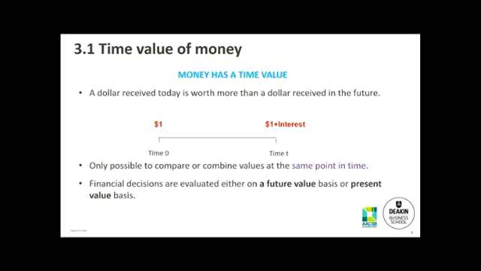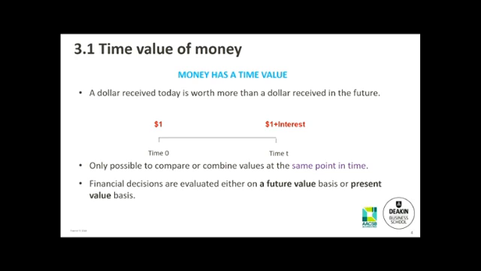For example, today there is a project. This project will give me $1 cash flow in year 1, and $1 cash flow in year 2. How much is the total value of this project? $2? No. Why? The cash flows of this project happened at different points in time. The first cash flow happened at year 1, the second cash flow happened at year 2. Can you simply sum them together?